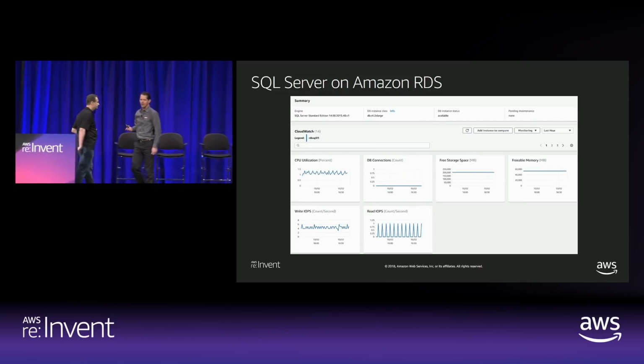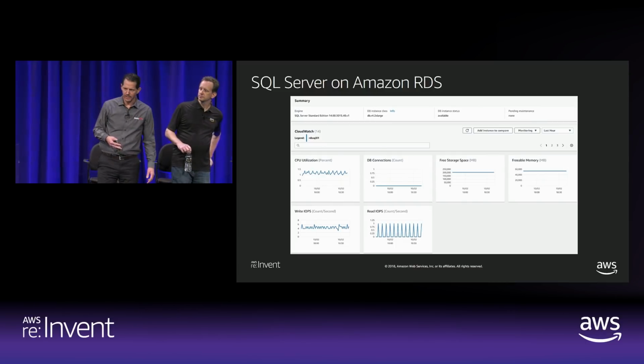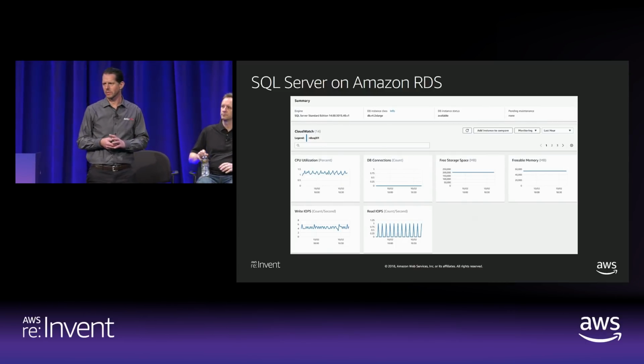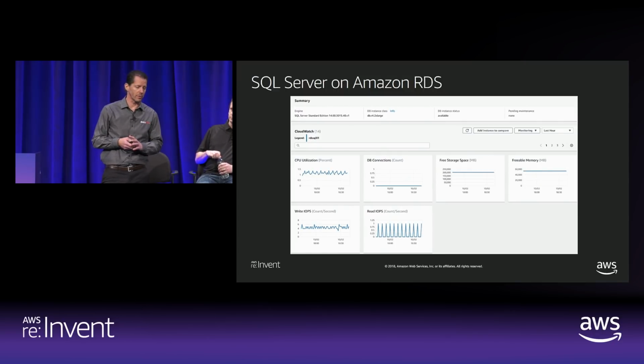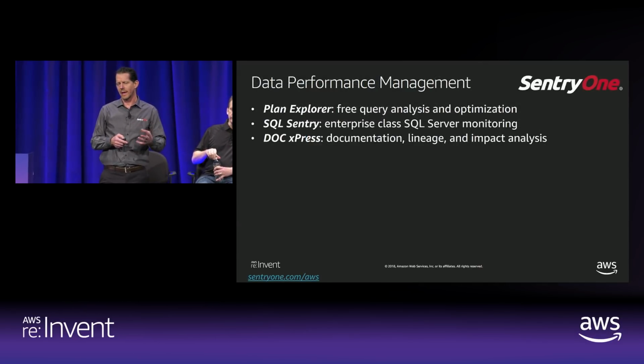Excellent, thanks. So this is a partner session, so I'm honored to be invited as a partner. We've actually been, at SentryOne, working with the AWS and the RDS on SQL Server team specifically over the last year around our offerings. And so I want to tell you about 3 different things that will help you take ownership of your SQL Server on AWS: Plan Explorer, SQL Sentry, and Doc Express.